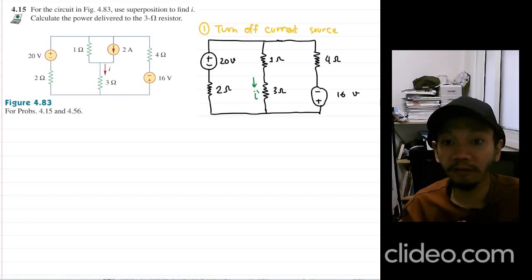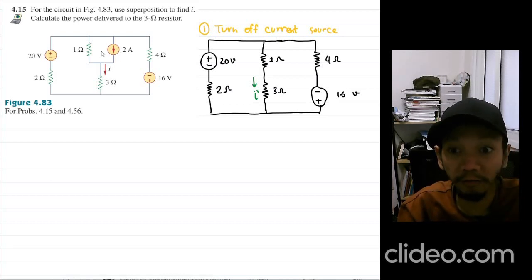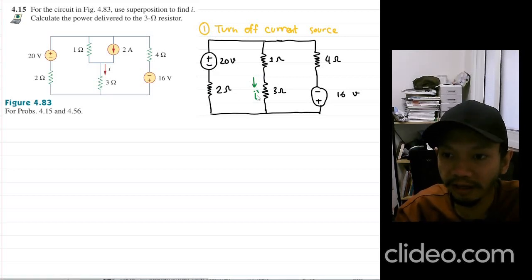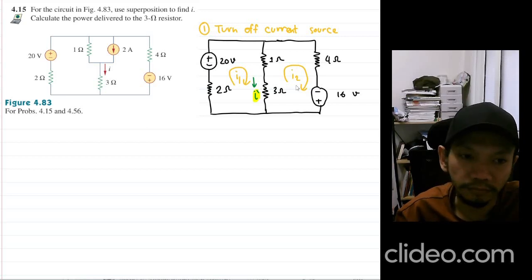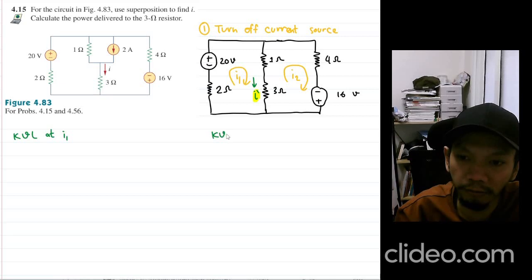This is the circuit where we turn off the current source and replace it with an open circuit. Our goal for now is finding I prime here. Maybe let's do KVL. We'll have I1 and this one here will be I2. Let's do KVL at I1 first, and after that we will do KVL at I2.